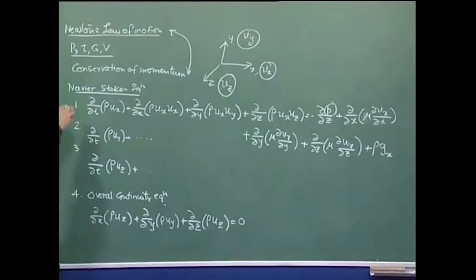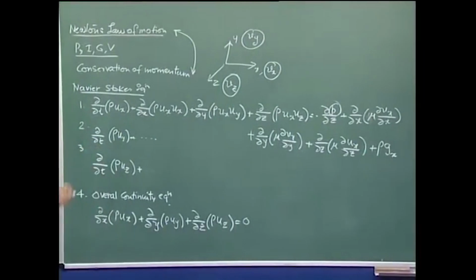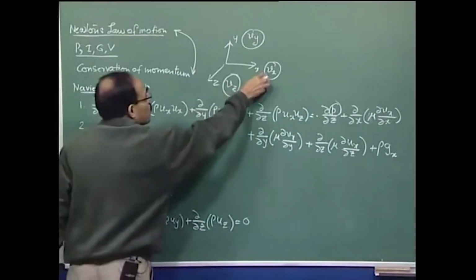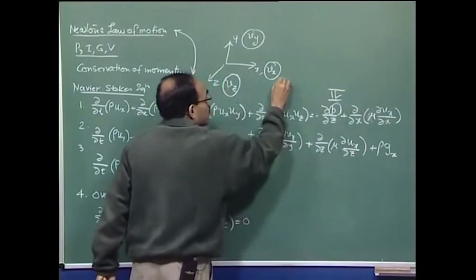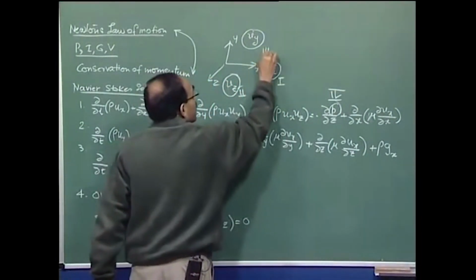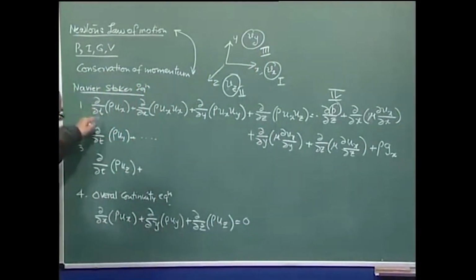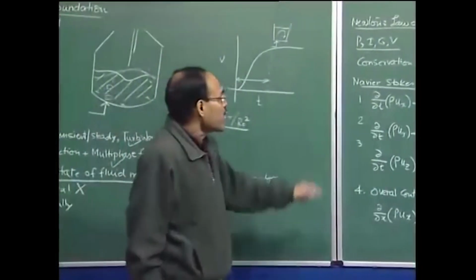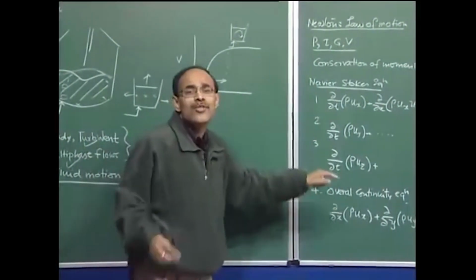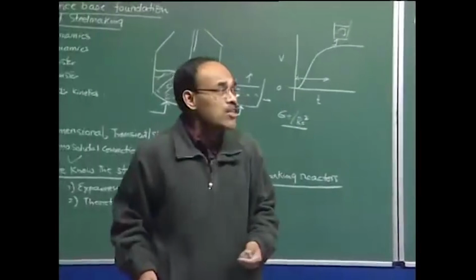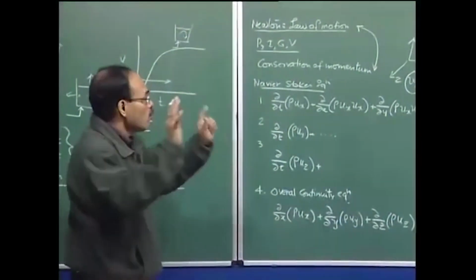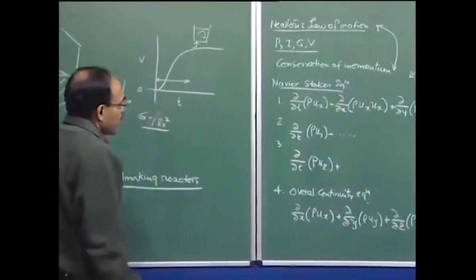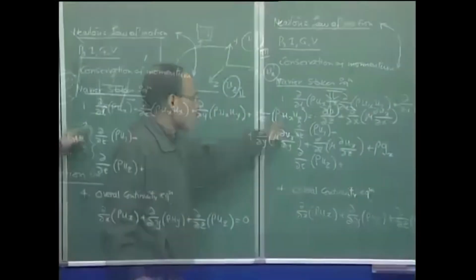And now I have 1, 2, 3, 4 equations, and I have 1, 2, 3 and 4 unknowns. So, these are my 4 unknowns. This is 1, this is 2, this is 3. These are the 4 unknowns, and I have 4 equations. So, therefore, I can solve these equations. Of course, these are partial differential equations, so I will require boundary conditions or initial conditions, an appropriate number. Assuming that we have the correct number of boundary conditions, we should be able to solve this equation.